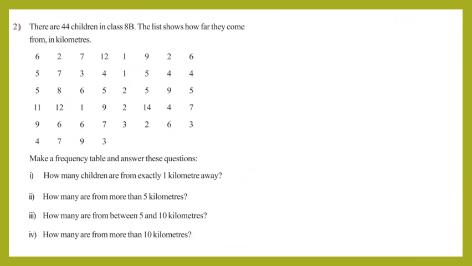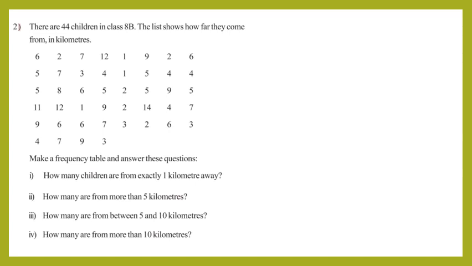Second question, there are 44 children in class 8B. The list shows how far they come from in kilometers. See the questions. Make a frequency table and answer these questions. First question, how many children are from exactly 1 kilometer away? Second question, how many are from more than 5 kilometers? Third question, how many are from between 5 and 10 kilometers? Fourth question, how many are from more than 10 kilometers?